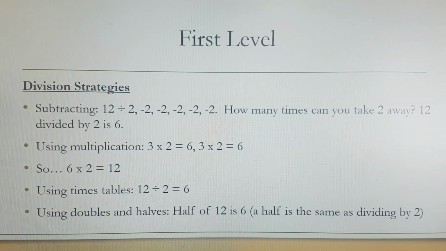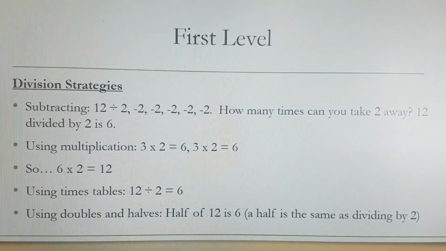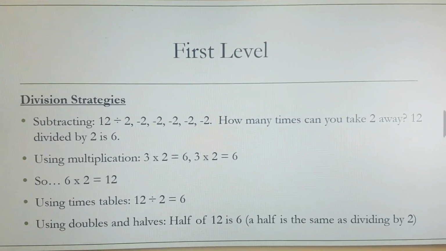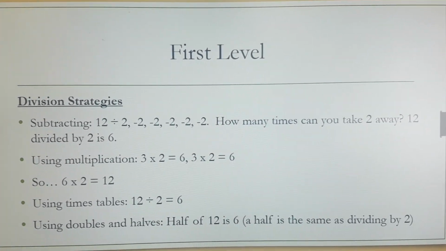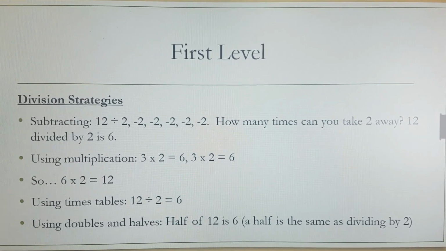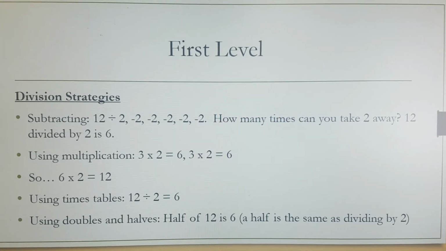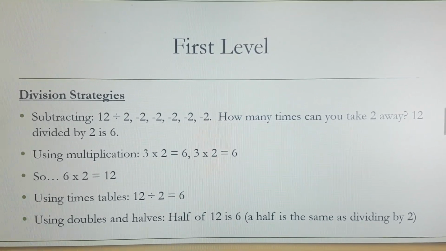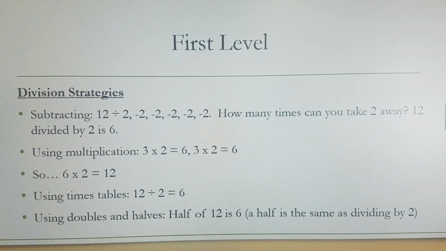At the first level, we would also begin looking at division strategies. How many times can you take 2 away? So 12 divided by 2. You can take 2 away 6 times, so 12 divided by 2 would be 6. This is a similar situation to finding how many 2's are in 12. How many groups of 2 are there in 12 we know is 6.